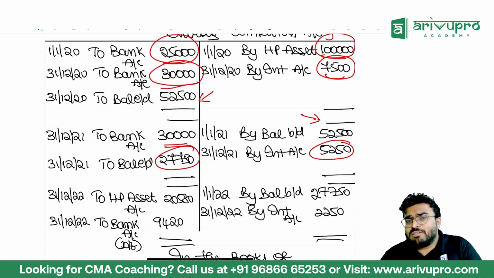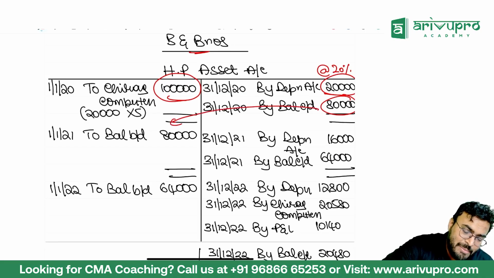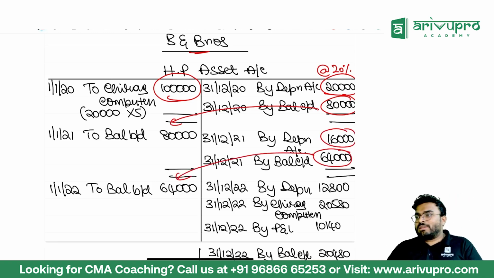2 years, everything went smoothly. Here what will happen? You are going to just calculate depreciation at the rate of 20% WDV. Depreciation, you get the balance, carry the balance down. Like that, 2 years are gone.